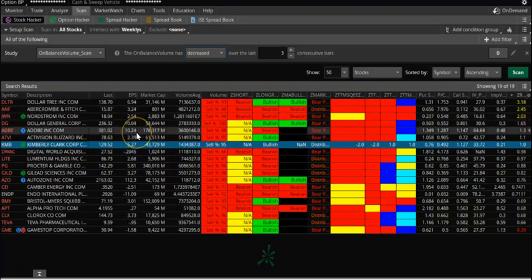So this is how you can basically incorporate on balance volume into a scan.